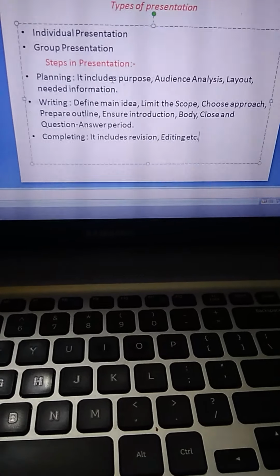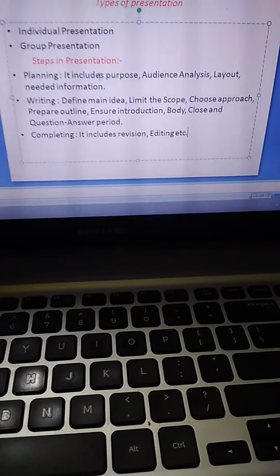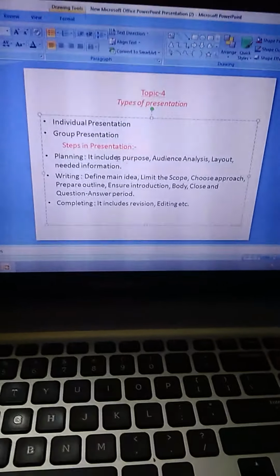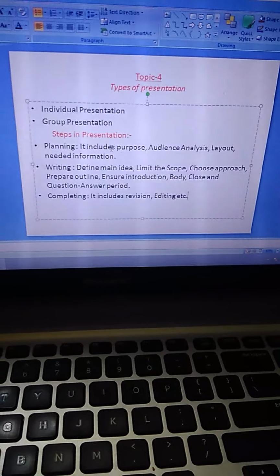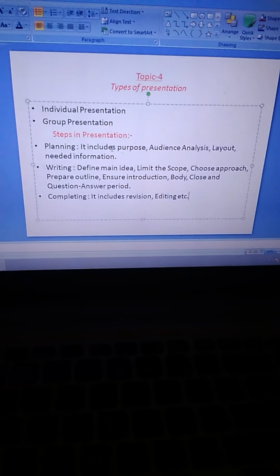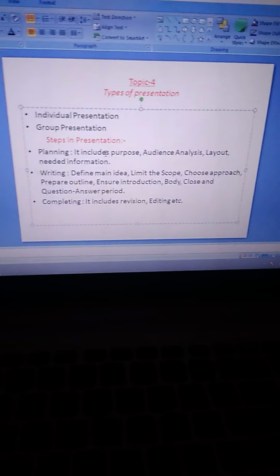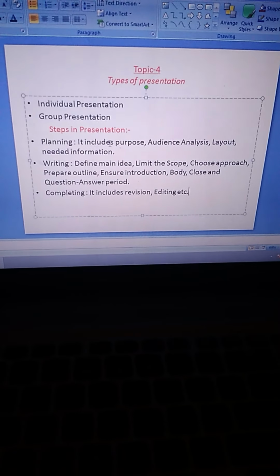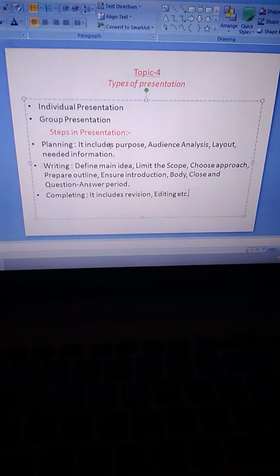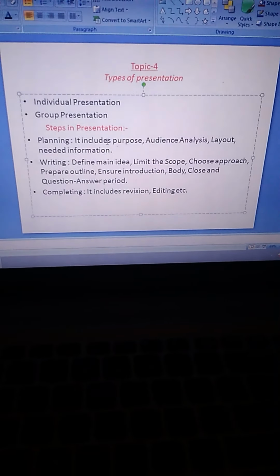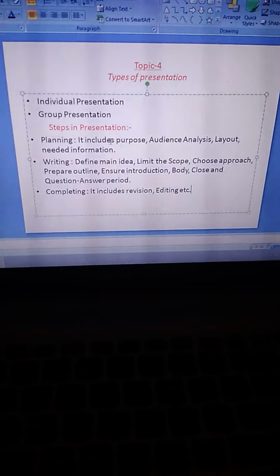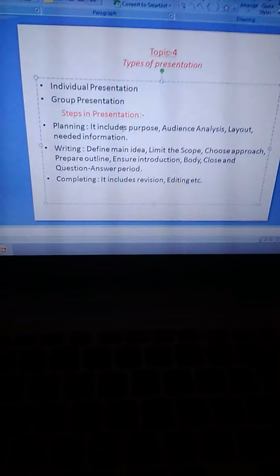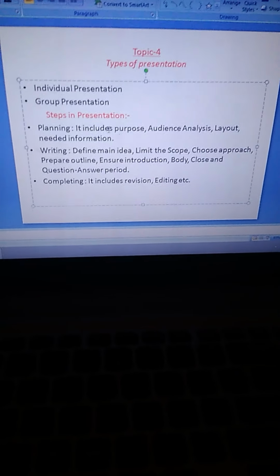Another is that you will limit your scope. You can't go here and there in your presentation. You should consider your main idea. You can't move here and there, so that's why it is very important. Choose approach. Approach is very important when you are preparing your presentation, so you should use the proper approach. Prepare outline. The outline is a rough idea of your presentation, so you should prepare for that.